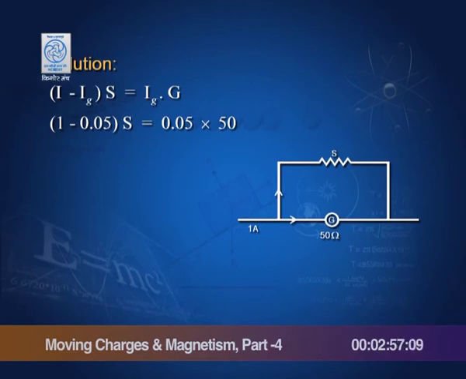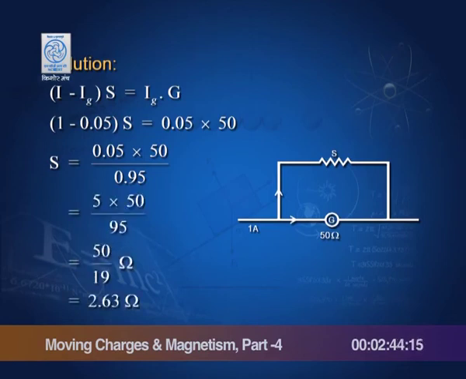From here, the value of shunt resistance S equals 0.05 into 50 divided by 0.95. After calculation, we find that the shunt resistance S should be equal to 2.63 ohms. So, it means if we want to convert a galvanometer of 50 ohms into an ammeter which can measure a current of 1 ampere, then we have to shunt it with a resistance of 2.63 ohms.